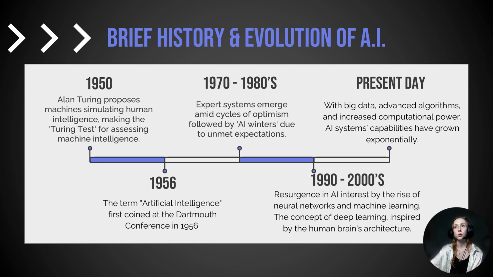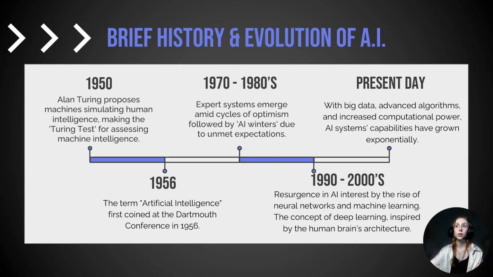And then moving on, we have neural networks and deep learning, where in the 1990s and 2000s, there was a resurgence in AI interest. So this was driven by the rise of neural networks and machine learning. And the concept of deep learning, inspired by the human brain's architecture, emerged as a game changer, leading to breakthroughs in image and speech recognition.